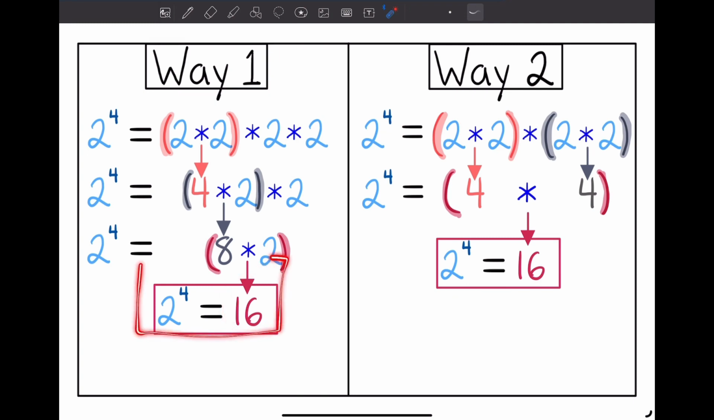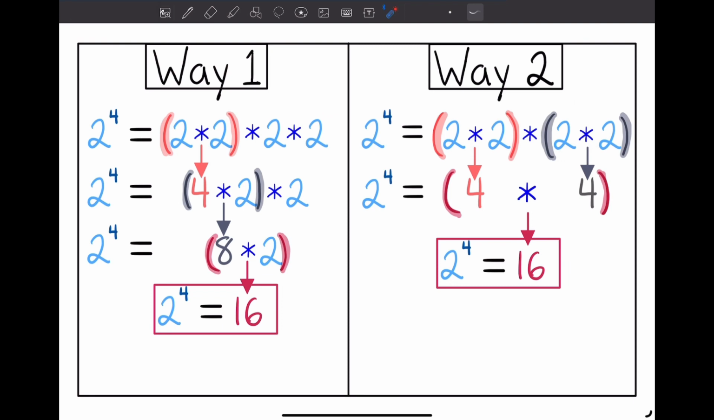So we got 2 to the 4th equals 16. In our second way, we were able to make pairs of 2's before we multiplied. And then we calculated the product of these pairs of 2's. So each of them had 2 times 2, and both of them have a product of 4.